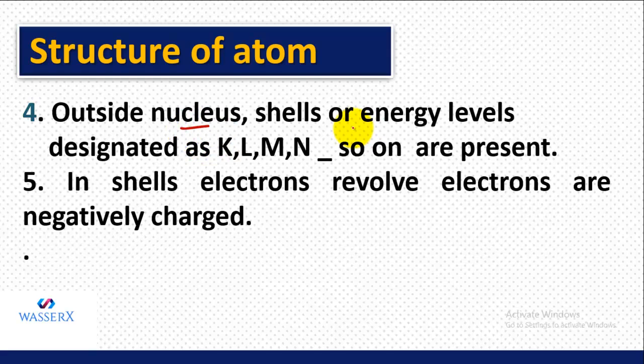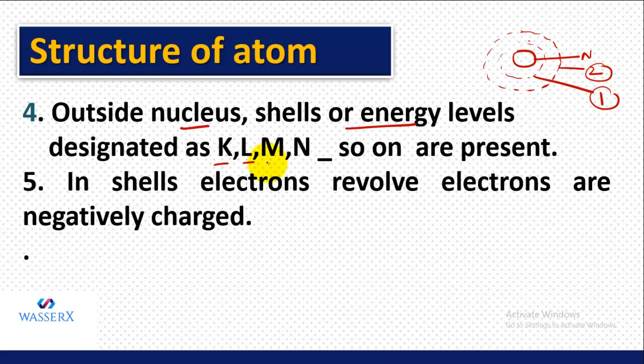Outside the nucleus there are shells. So if we have a nucleus like this, outside the nucleus we have shells like this. And these shells are named either 1, 2, 3 and so on, or these can be replaced by K, L, M, N and so on. So there are shells present around the nucleus. And these shells are called energy levels, or they are called orbits, and they are present around the nucleus.